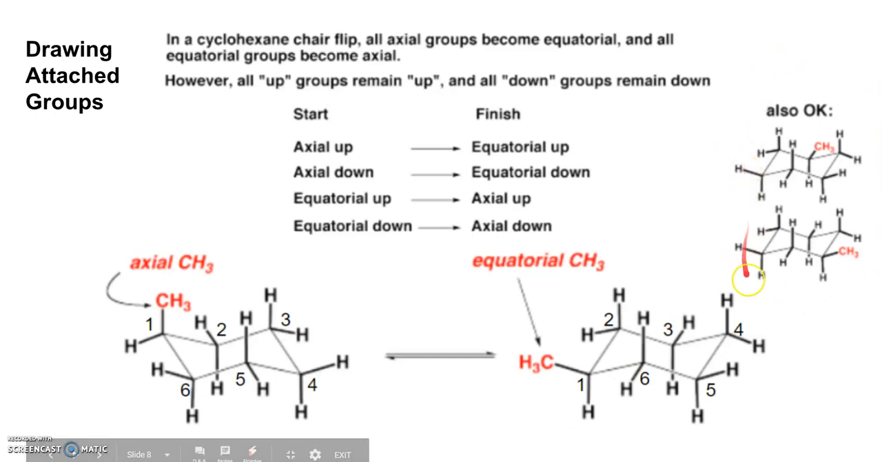If we labeled the carbons differently at the beginning, as you can see, the methyl group always ends up in the equatorial position after the chair flip because it started out axial up. The carbon also ends up in the valley when it started on the hill. Just make sure to keep all the other carbons in the same relative position.